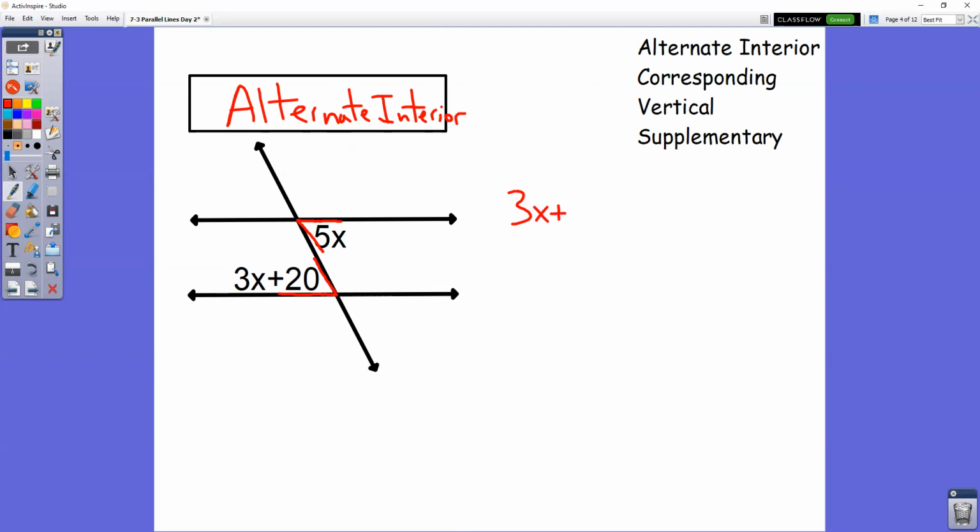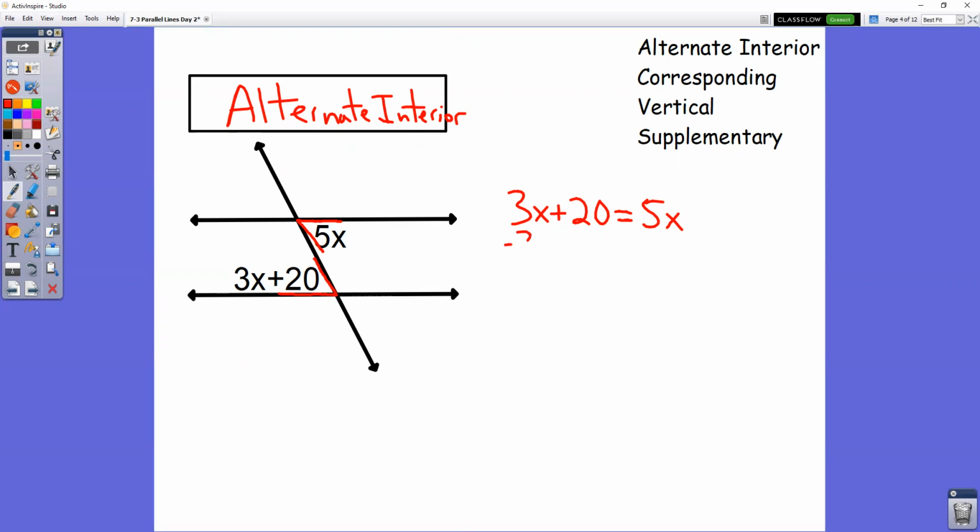So when we go to set up our equation, all that you're going to do is set one angle equal to the other angle. So 3x plus 20 equals 5x. If you wanted to write it the opposite way and put 5x equals 3x plus 20, that's the same exact thing.